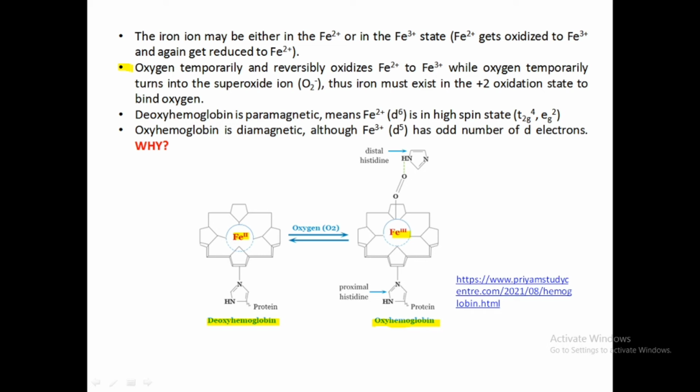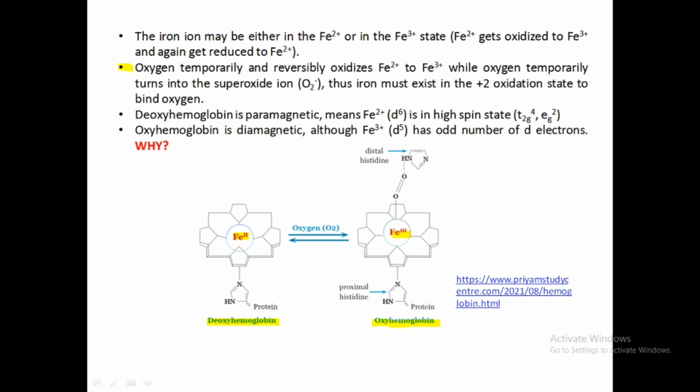So basically what happens is, you cannot have iron initially in the +3 state, because it has to bind to oxygen in such a way that oxygen can oxidize iron from +2 to +3. That's why you cannot really have it initially only in the +3 oxidation state. So the process is temporary and reversible. It's not a permanent, irreversible chemical bonding taking place. So initially oxygen will oxidize Fe2+ to Fe3+, and in this process oxygen gets converted into superoxide ion.